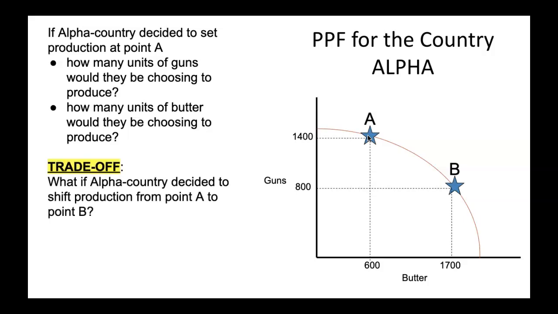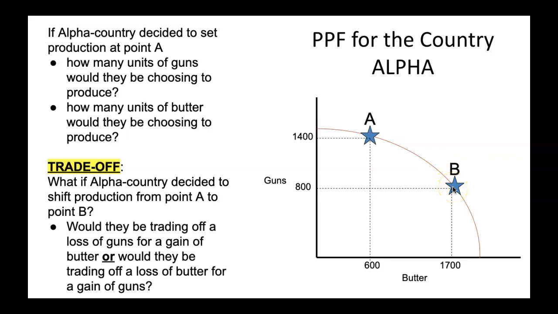Now, let's look at the trade-off. What if Alpha Country decided to shift production from point A to point B? Would they be trading off a loss of guns for a gain of butter? Or would they be trading off a loss of butter for a gain of guns? What does B represent in relation to A?